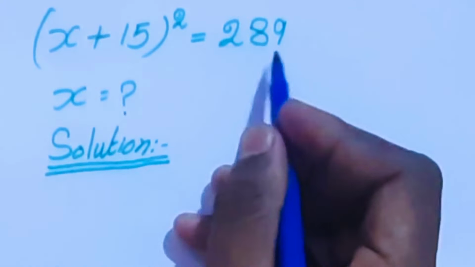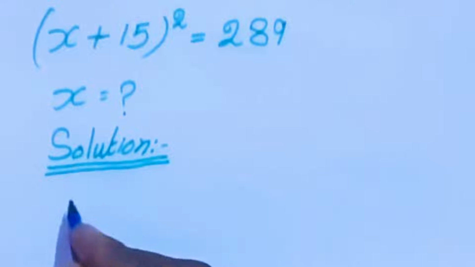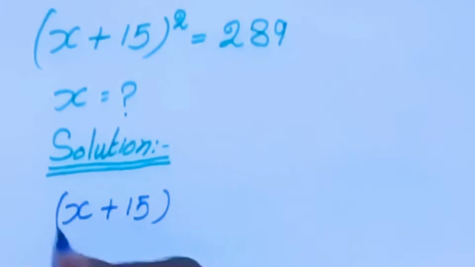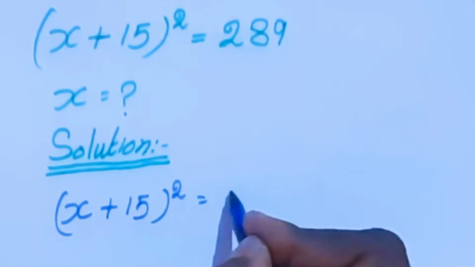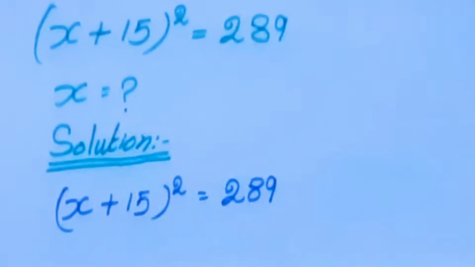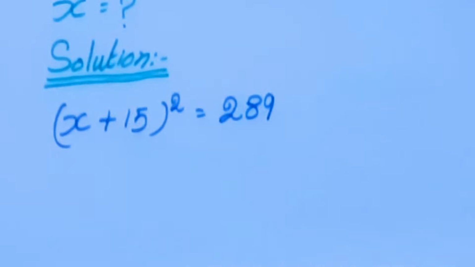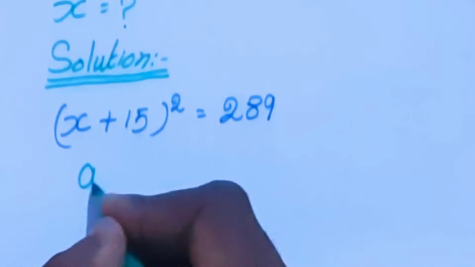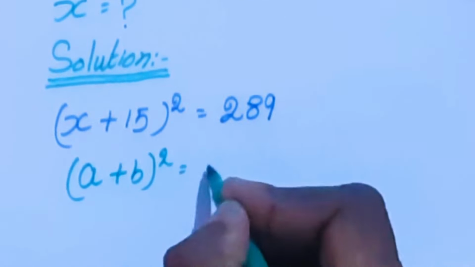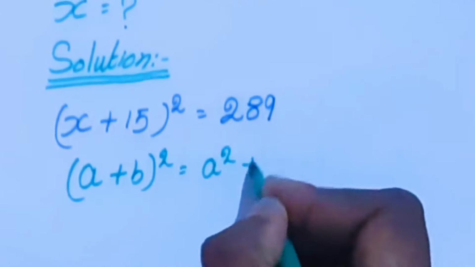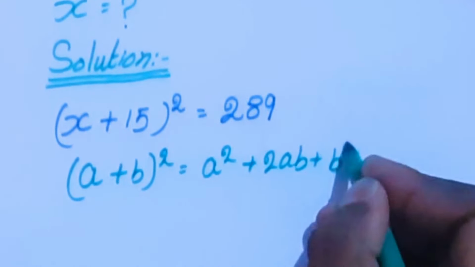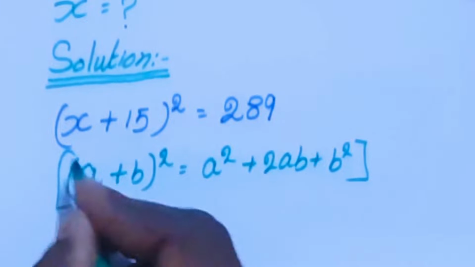Today we are going to solve this problem to find the x value. Solution: (x + 15)² = 289. Now here we are going to apply the algebra formula, that is (a + b)² = a² + 2ab + b². This algebra formula we are going to apply here.